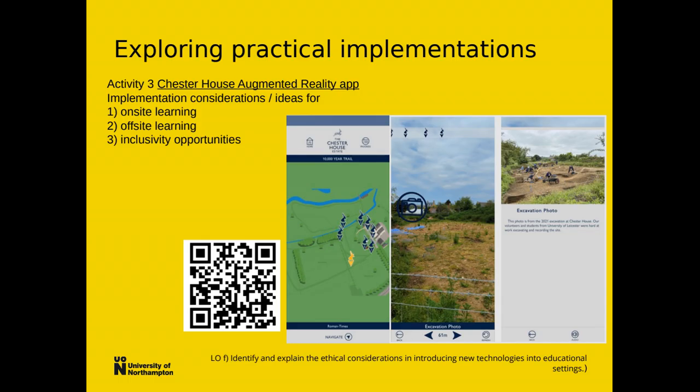So for on-site learning, if you were to take a school trip, primary school children there, first of all, they'd all need their own devices or access to a device. And what might you ask them to do? What might you ask them to do once they get there? Yep, scan codes, find information.